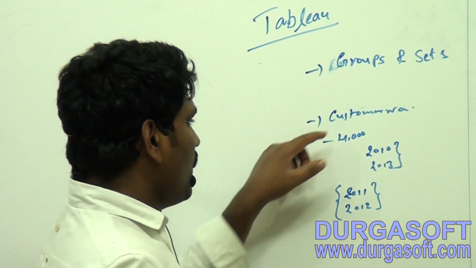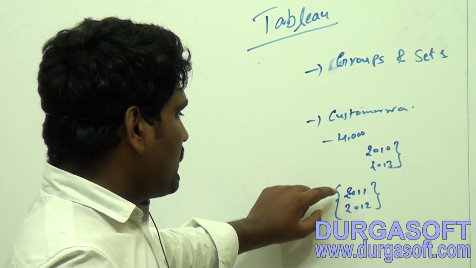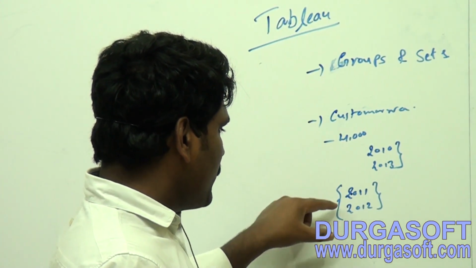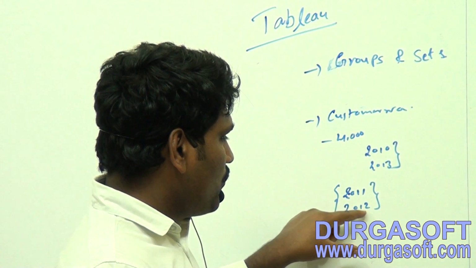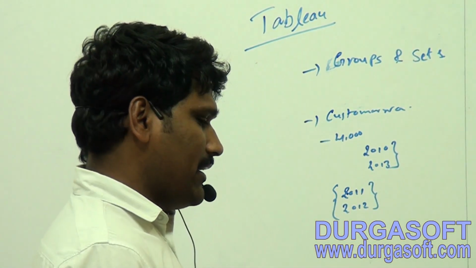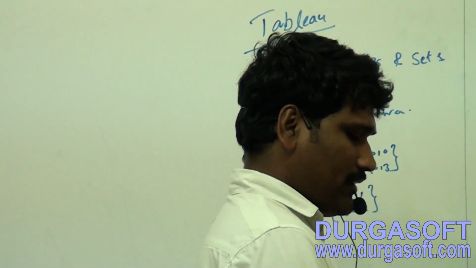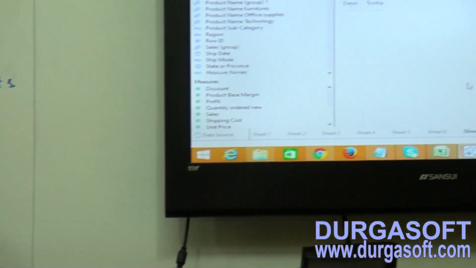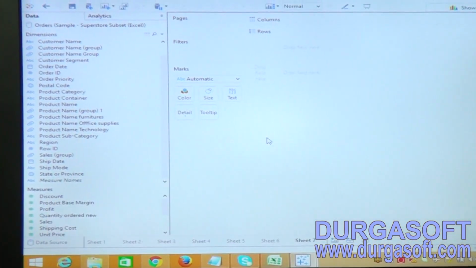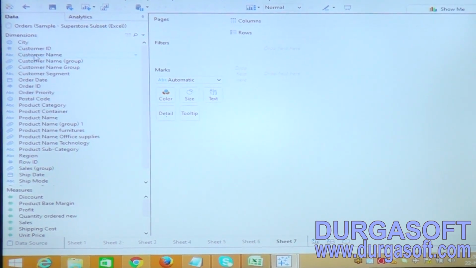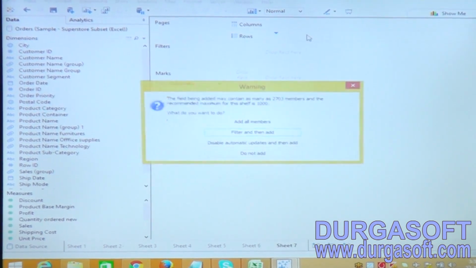That means the customers who are normally a part of your business in 2011 should be part of your 2012 also. Let's create a set and let's create a group and understand the data. The same way we normally created a group for the product, we need to apply the same concepts here.